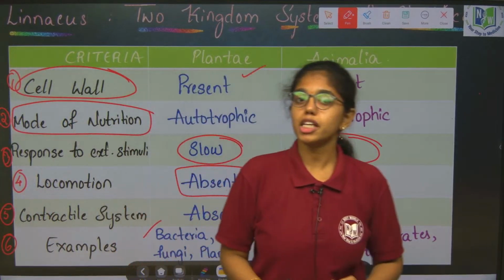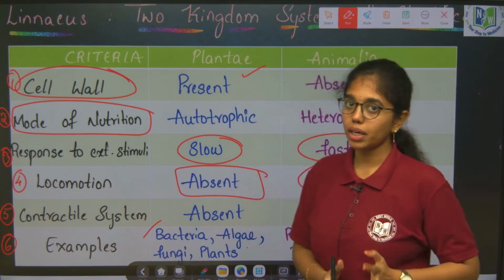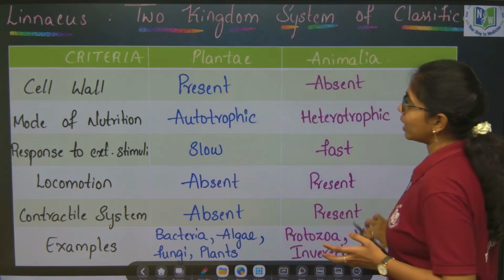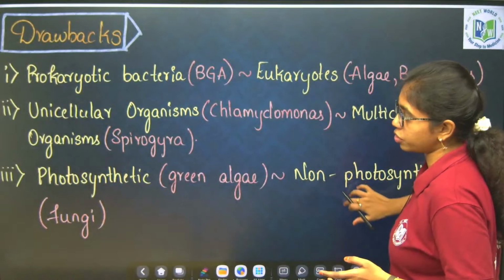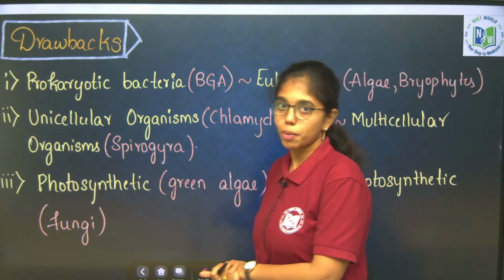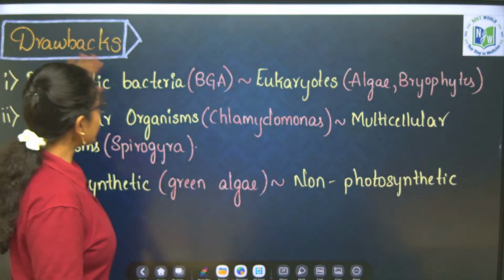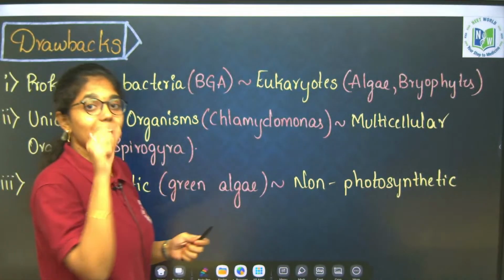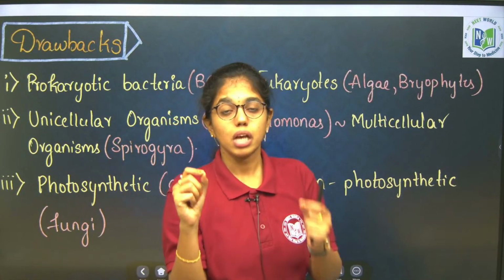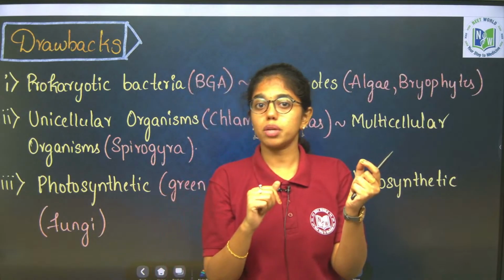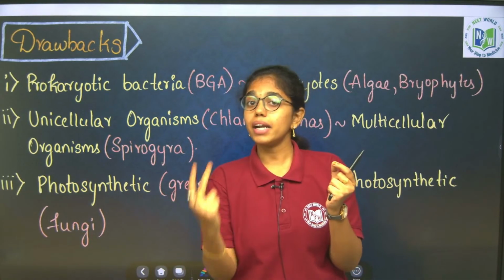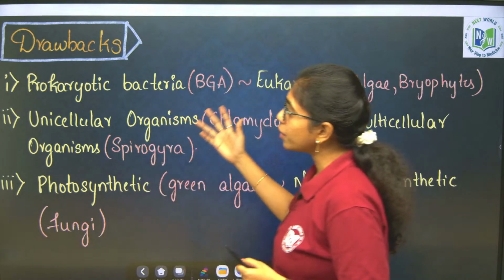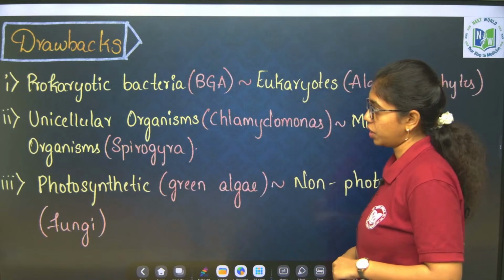The question we may expect is what is the major criteria for the two kingdom system of classification, that is the cell wall. Remember that, beta. And most importantly, what are the major drawbacks or objections of the two kingdom system of classification? That is important. In our NCERT, the lines clearly state the drawbacks of the two kingdom system of classification, and comparing it with the 5 kingdom system of classification, it is clearly dealt.